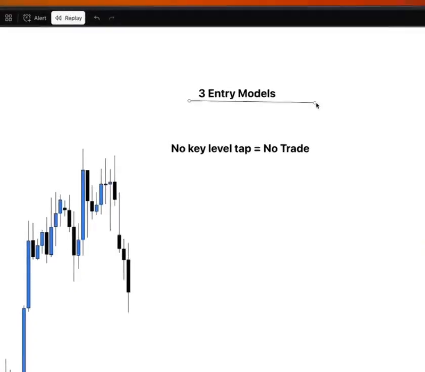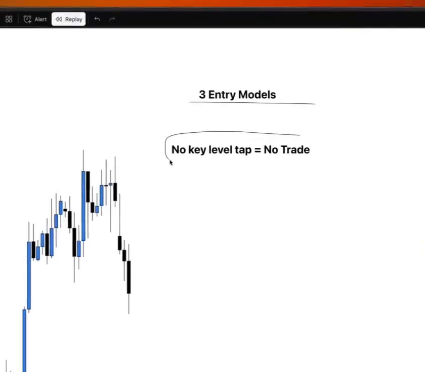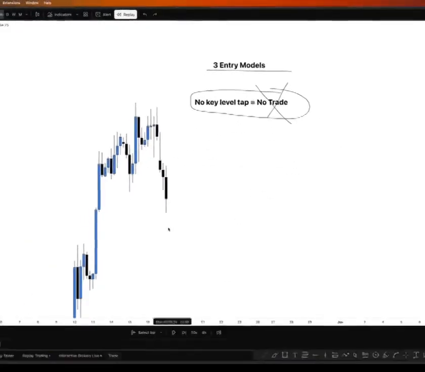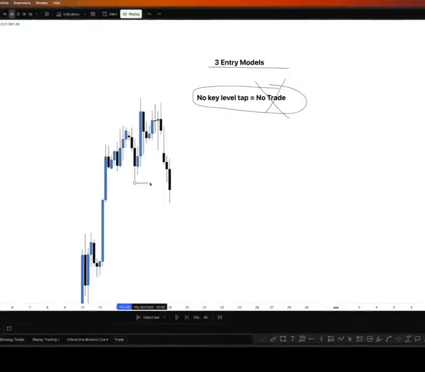I'm going to teach you 3 entry models, but before we get into that, you have to understand that if there is not a key level tapped, then you have no trade. This makes sure you're only taking high probability trades. So I want you to look at this example over here. Notice how we traded into this liquidity, but the market didn't displace, meaning it didn't create a fair value gap.